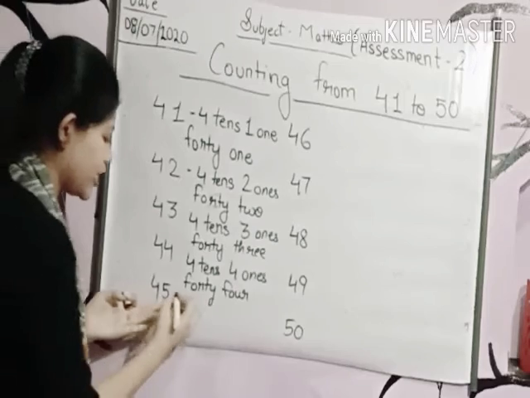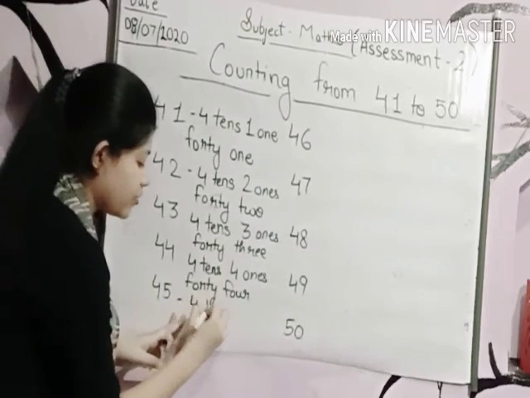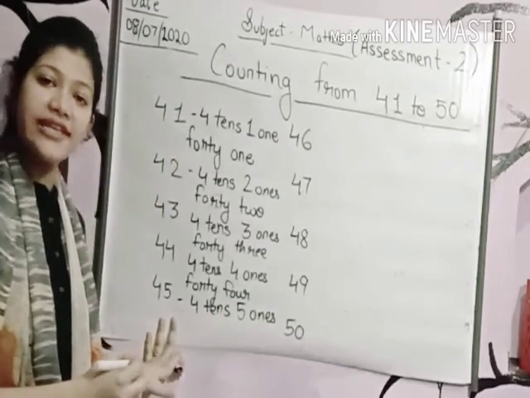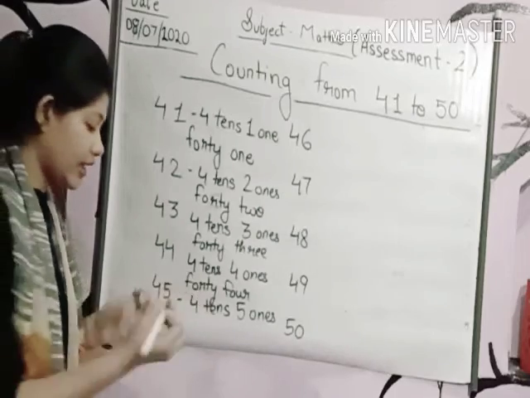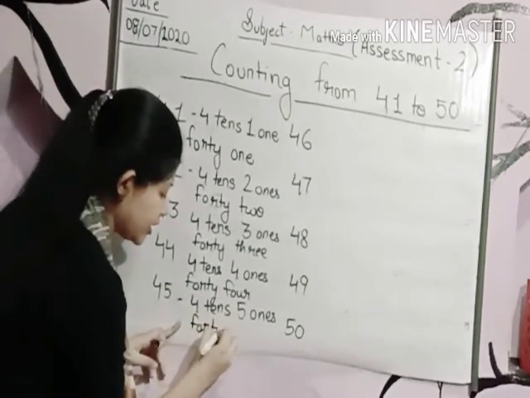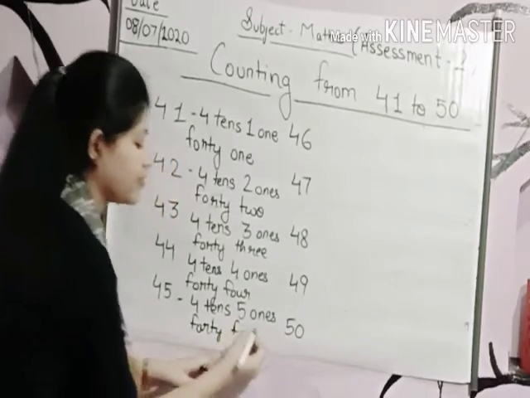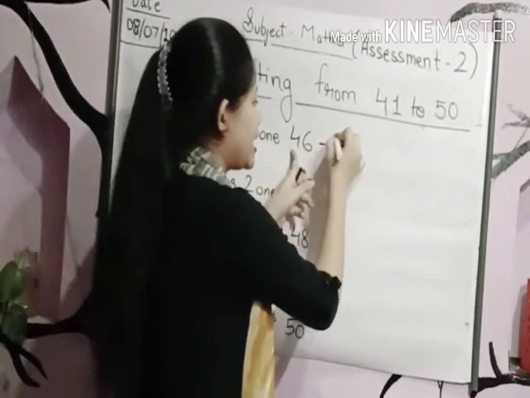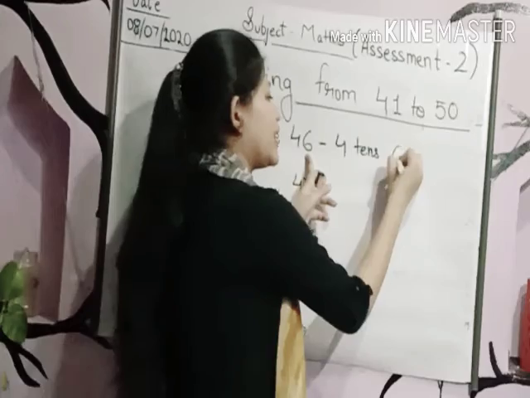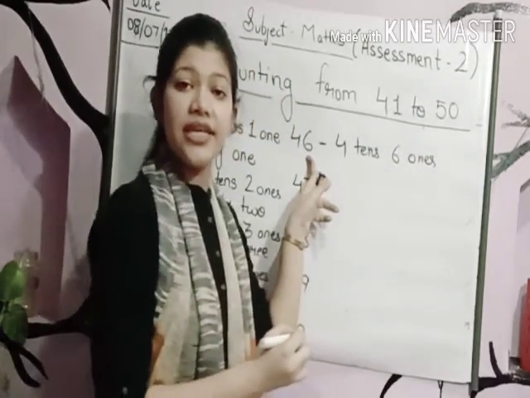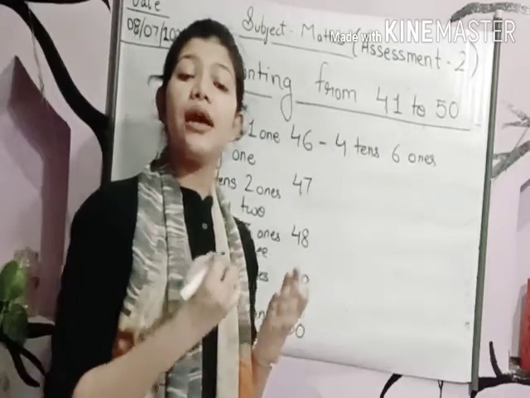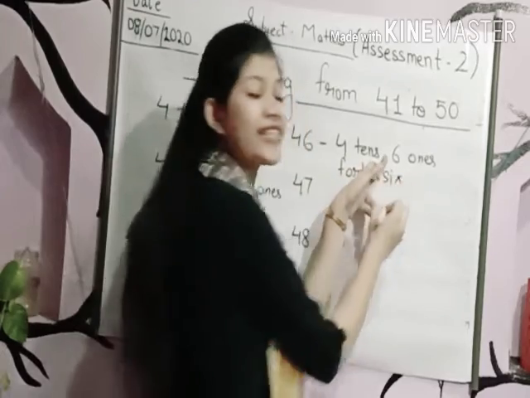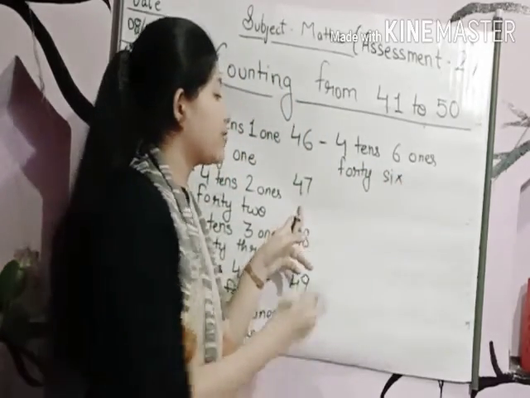Now let's come to the next number, 45. We can write it as 4 tens and 5 ones. And 4 tens means 40 again. So we will write it as 40, and 5 ones can be written as 5. Now let's come to the next number, 46. We can write it as 4 tens and 6 ones. And how can we read this number in number name form? We can write it as 46.